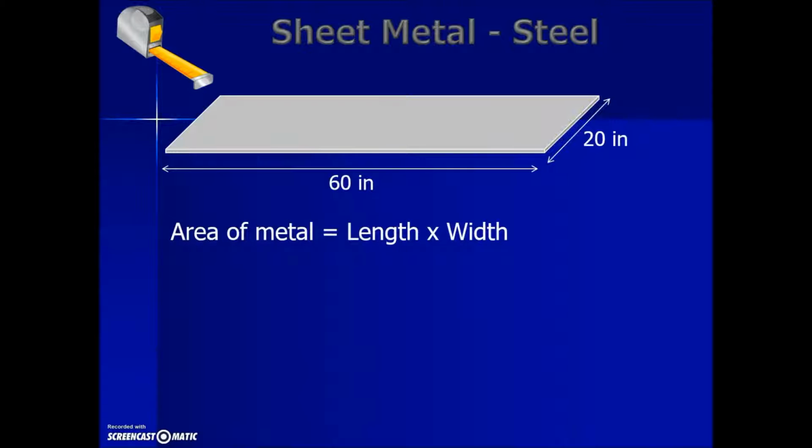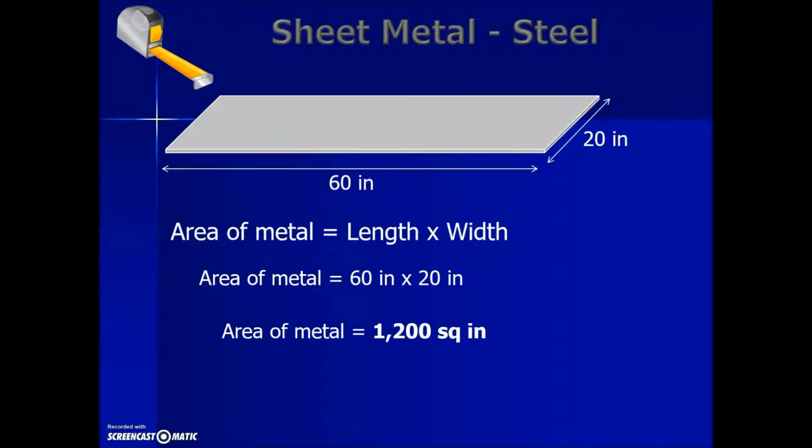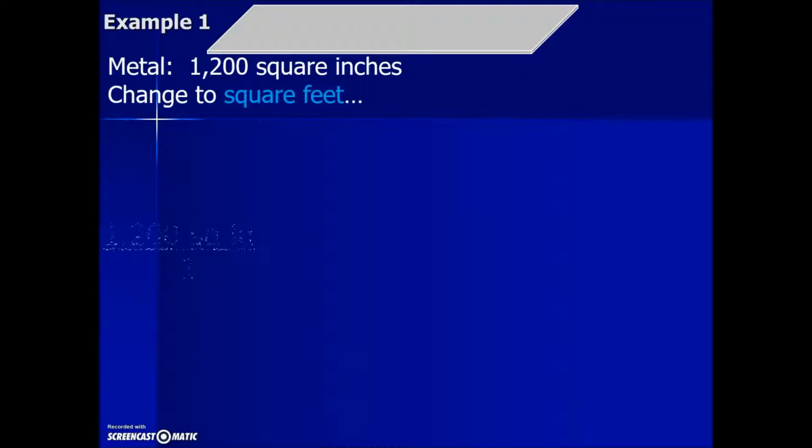We can find the area of this rectangular shape by multiplying length times width, resulting in 1,200 square inches, because inches times inches gives us square inches, or sometimes referred to as inches squared. However, for billing purposes, we need to convert this to square feet. So we need to determine how many square feet are equivalent to square inches.